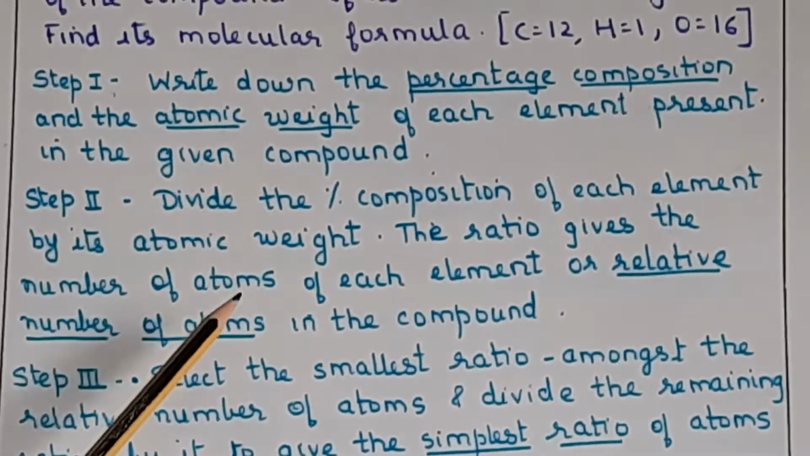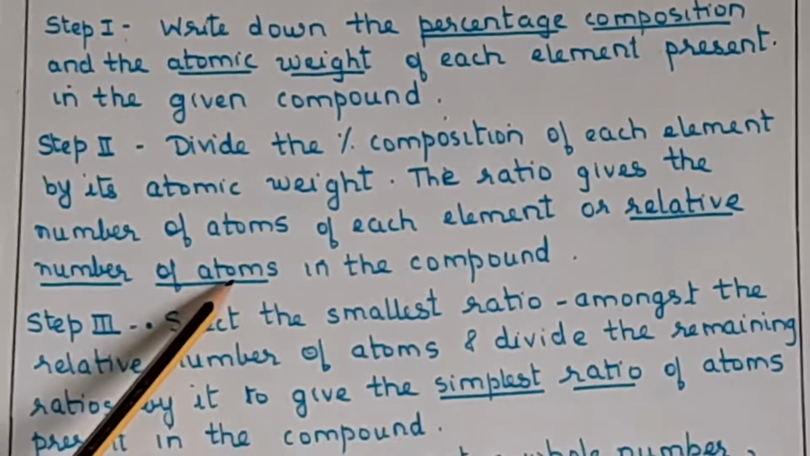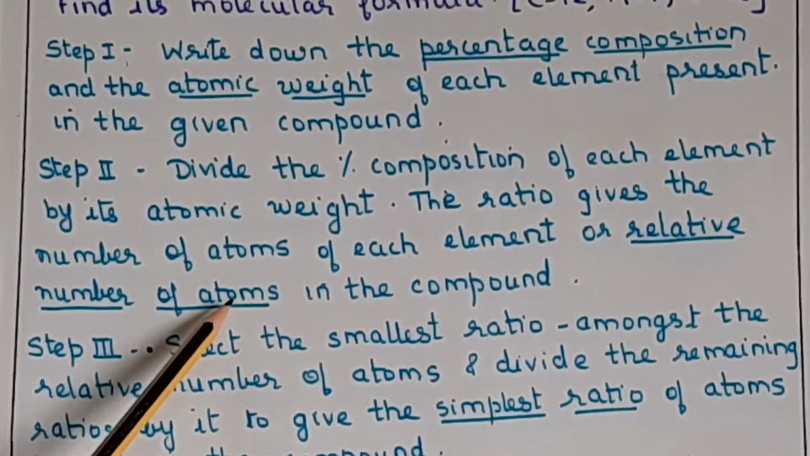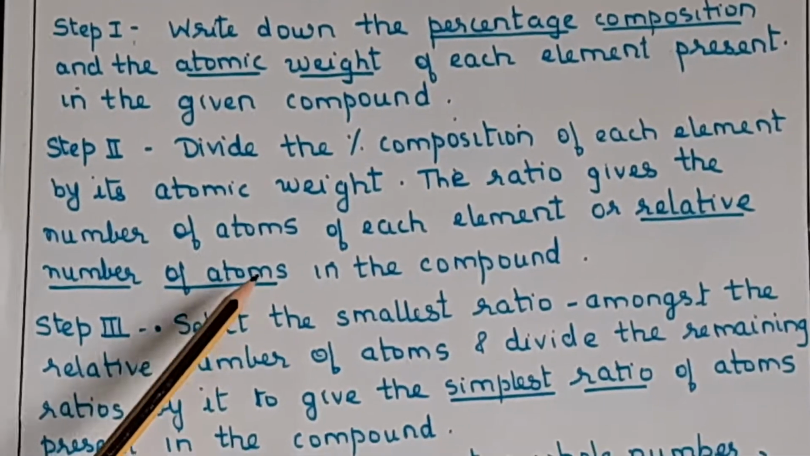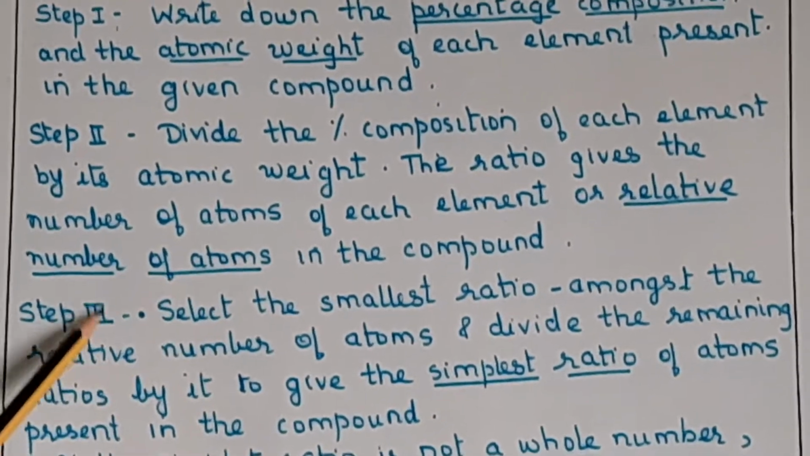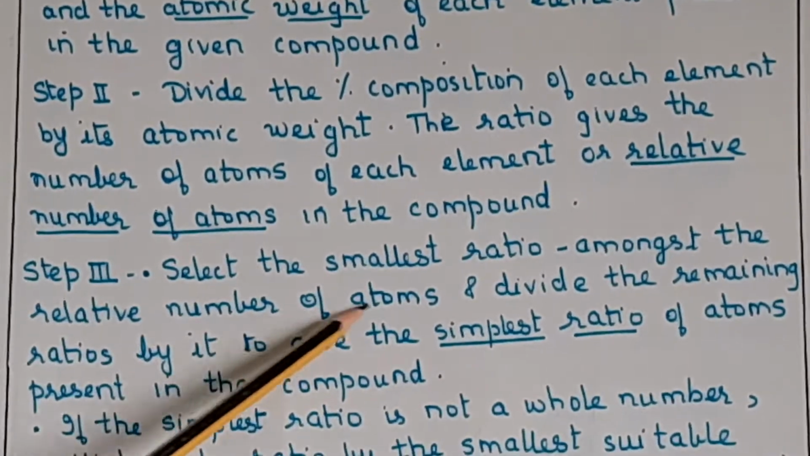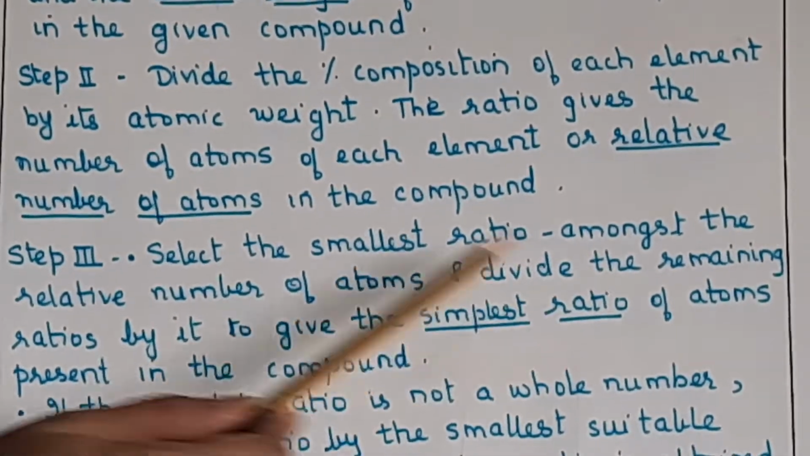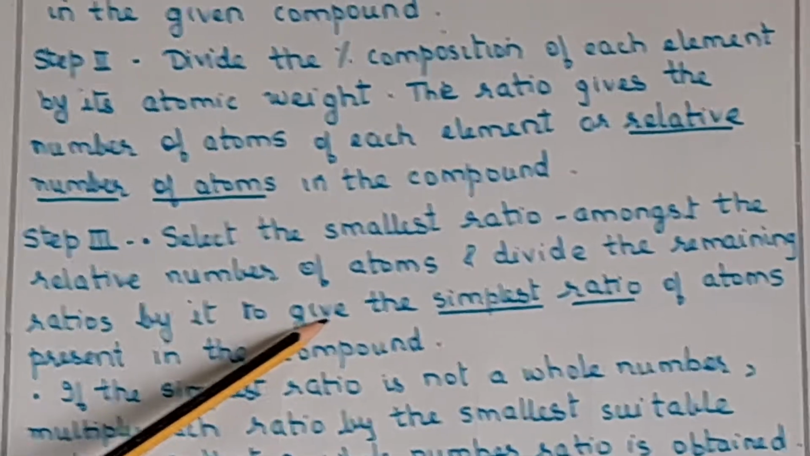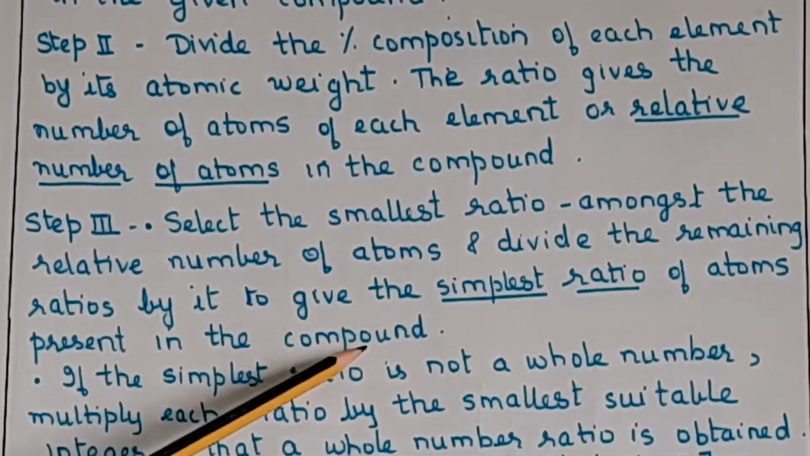Okay. Now once you get the relative number of atoms for these three elements, in this case there are three elements: carbon, hydrogen and oxygen. Now you have to observe those ratios and select, next step, the smallest ratio amongst the relative number of atoms. Okay. You select that and you divide the remaining ratios by that. So that will give you the simplest ratio of atoms present in the compound.